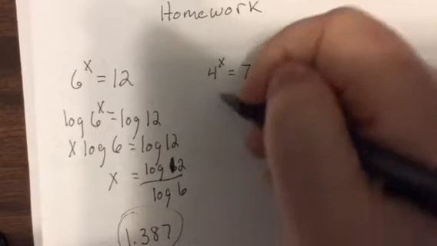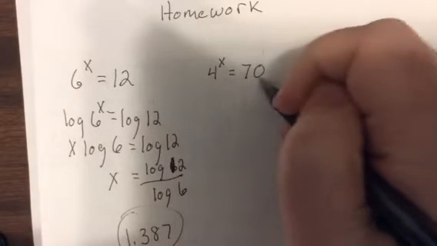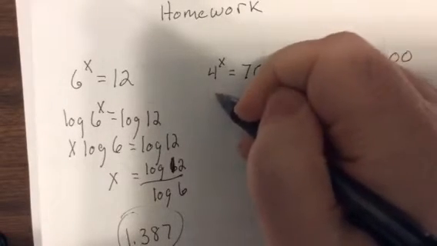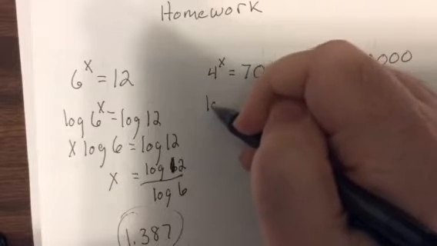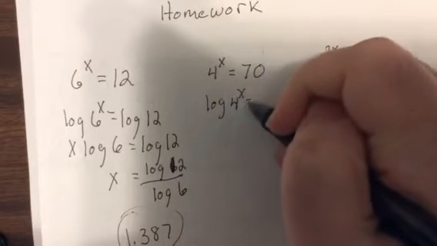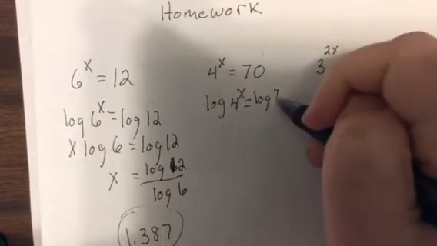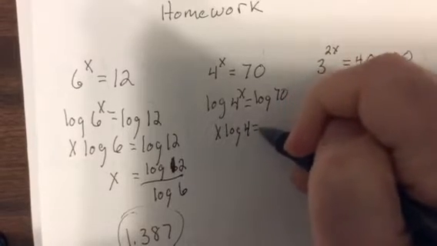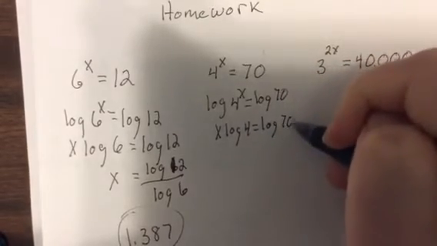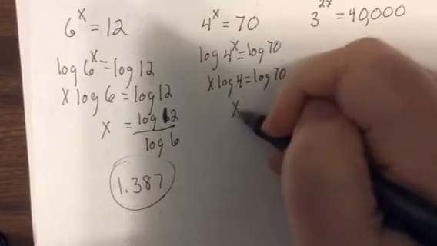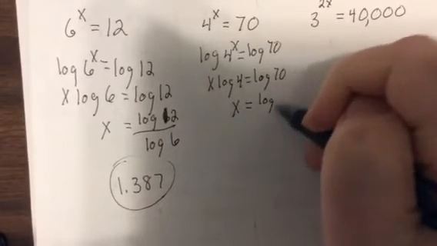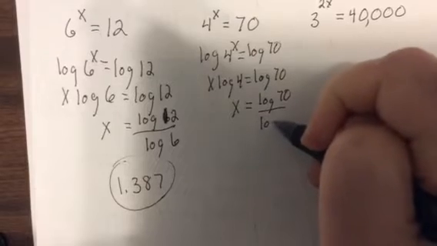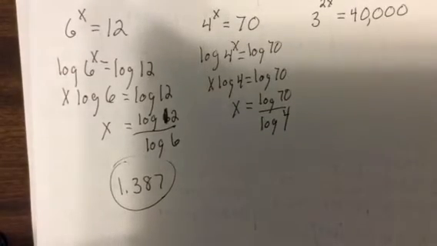So really, if you know what you're doing, you could just say x equals log of 70 divided by log of 4, right? Because you go log of 4 to the x equals log of 70. So x log of 4 equals log of 70. So divide by log of 4, log of 70 divided by log of 4. Now, if you're doing this on the Desmos, which I normally would be doing, but I can't do Desmos when I'm making a video.